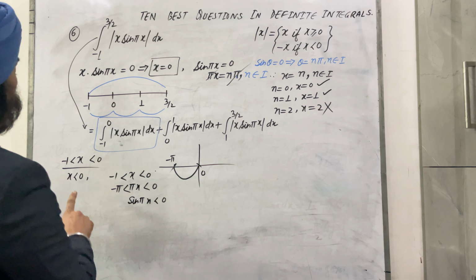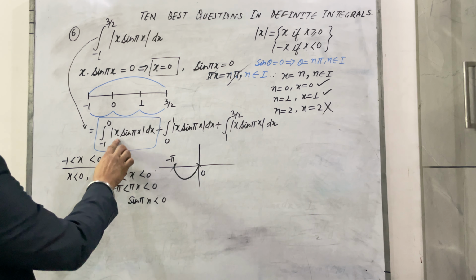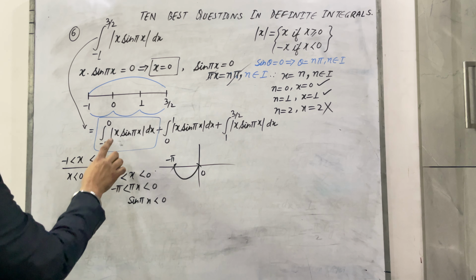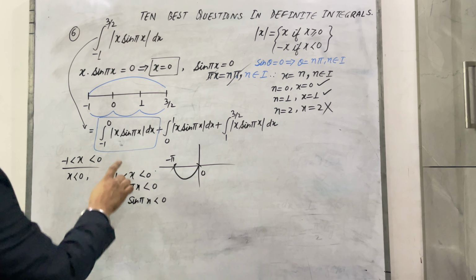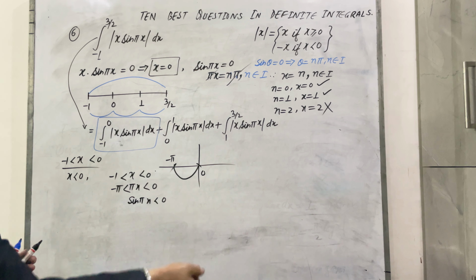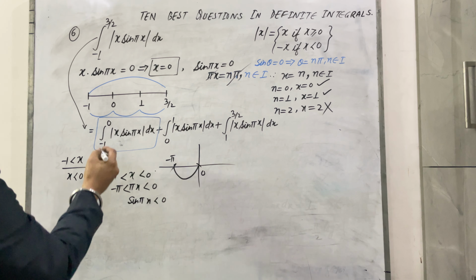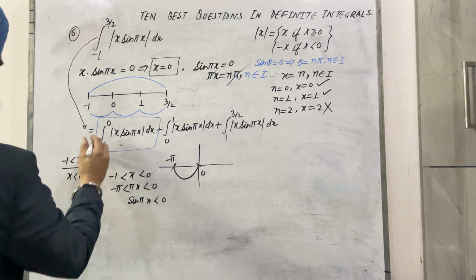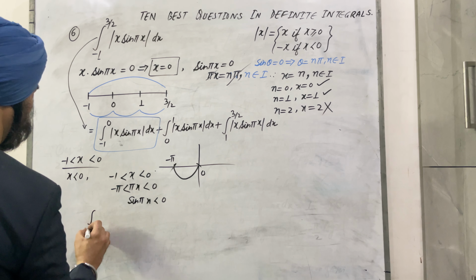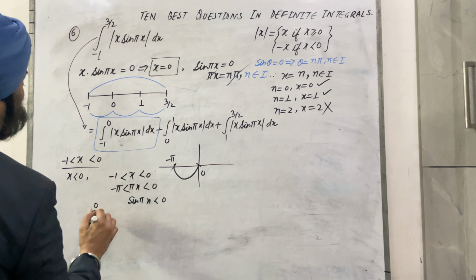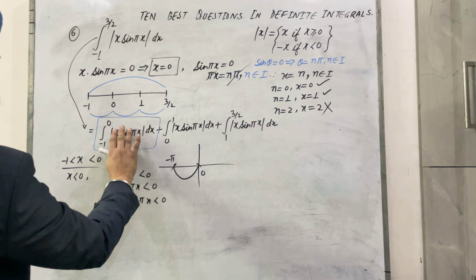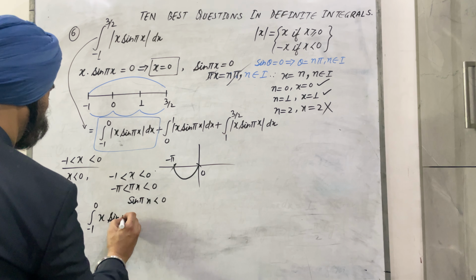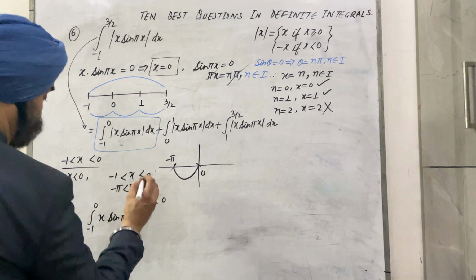Now x is negative, sine pi x is negative, and here we have a product of two negative things. x and sine pi x both are negative. Negative multiplied by negative makes it positive. So the very first portion of this integral is the highlighted one. This becomes minus 1 to 0 because minus minus makes it plus. This is already positive, so simply remove the mod and write x sine pi x dx.